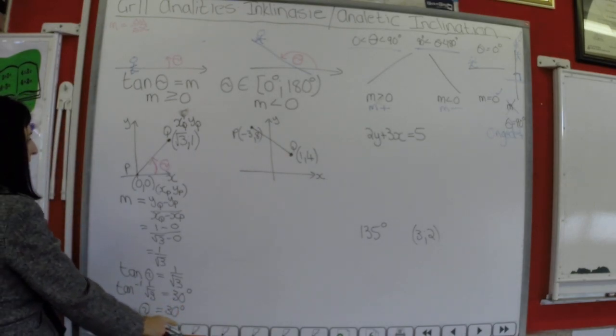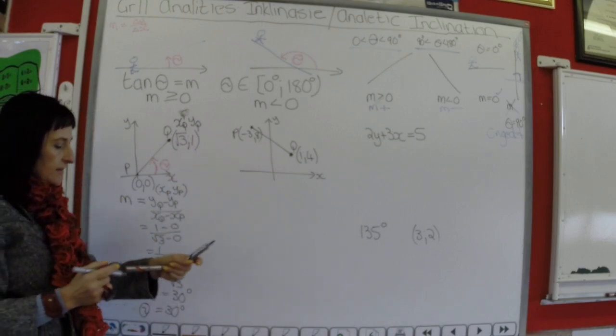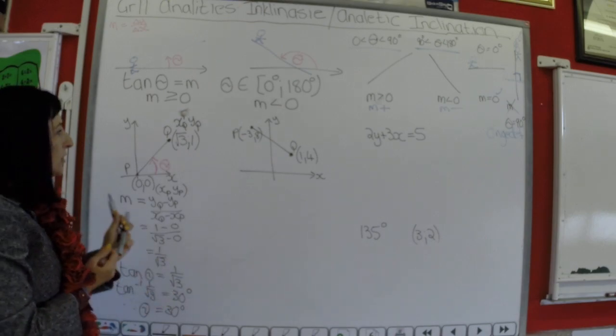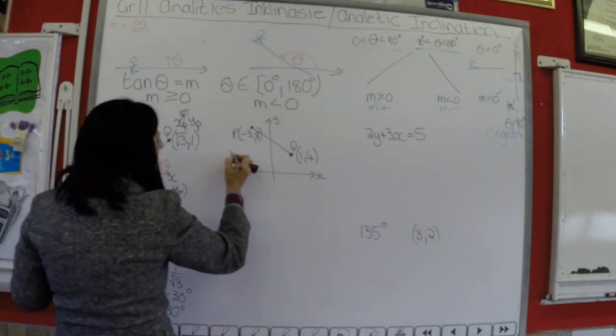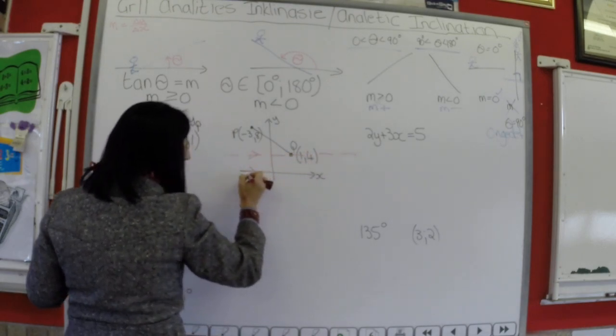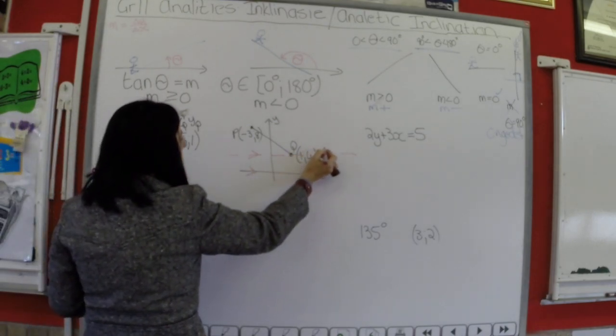Hoekom is hy tussen 0 en 90? Want dit is 'n skerp hoek. Kom ons gaan kyk na hierdie ouetjie. We're going to do exactly the same, but now we're going to draw in a new horizontal. Kyk wat doen juffrou. Ek gaan daar vir my 'n nuwe horisontaal intrek. Solank hy evenwydig is aan die x-as, it's a horizontal. So see my inclination angle.